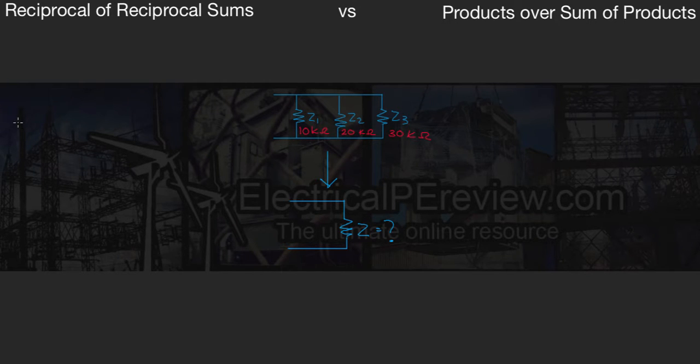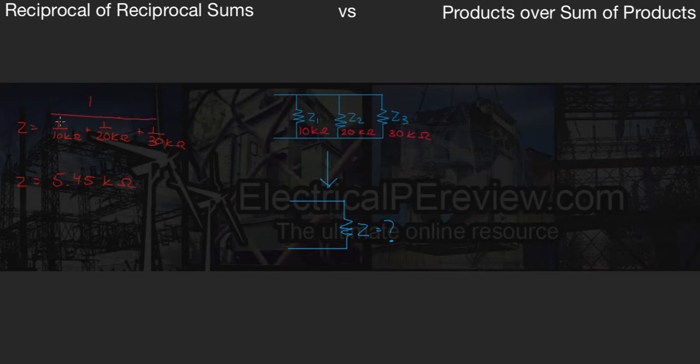We can say that over here, Z equals 1 over (1/10 kilo ohms plus 1/20 kilo ohms plus 1/30 kilo ohms). When we punch this into our calculator, we come up with 5.45 kilo ohms.